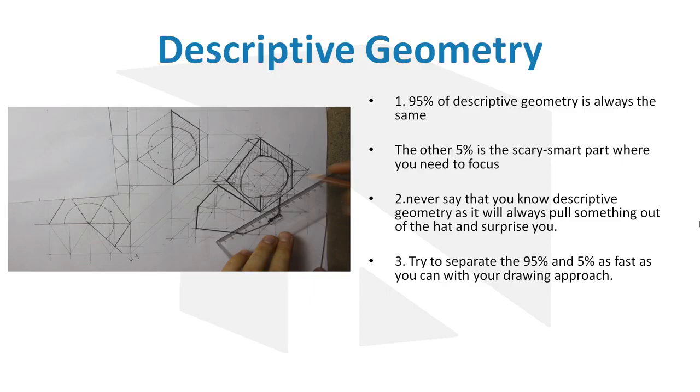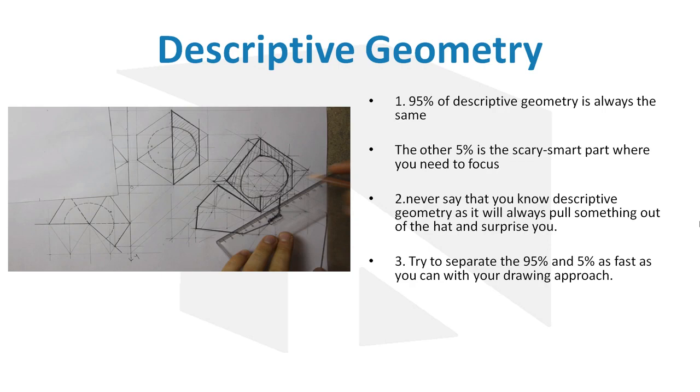Basically 95% of descriptive geometry is always the same, so it's the drawing part, okay? But the other 5% is the scary part where you need to problem solve. For instance, we've got a cube on a spatial diagonal on the left hand side. If you've got a bit of experience in technical drawing, you know this is a fairly standard drawing, so it's nothing special. But once you add that sphere on the inside and you extract that section, how is the end volume going to look?